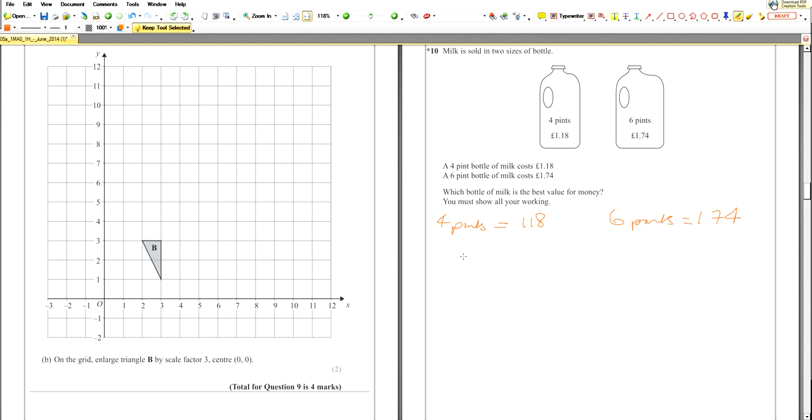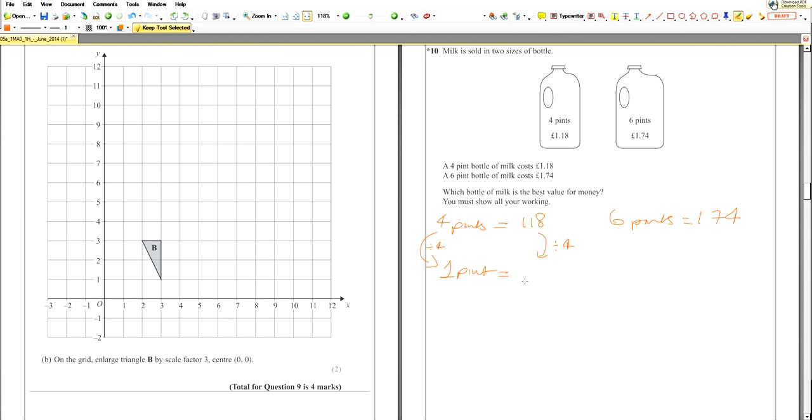Now, we need to work out, okay, Mr. Saab, which one's got the lowest price per pint. So we started with 4 pints, but we need to work out the unitary cost. What is the cost of 1 pint? Now, how do we get from 4 to 1? Divide by 4. Lovely. 4 divided by 4 is 1. What we do on the left hand side, we have to do on the right hand side. So you have 118 divided by 4.